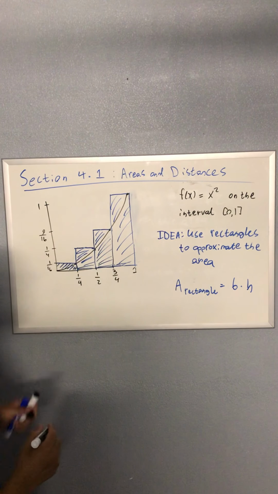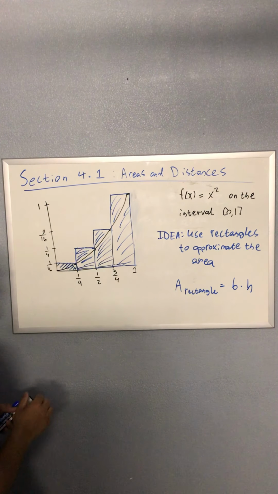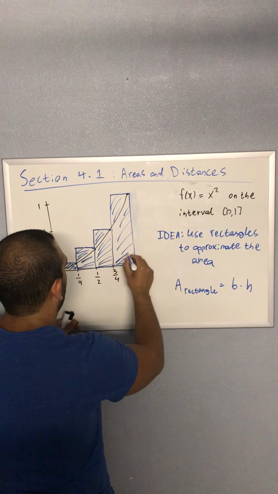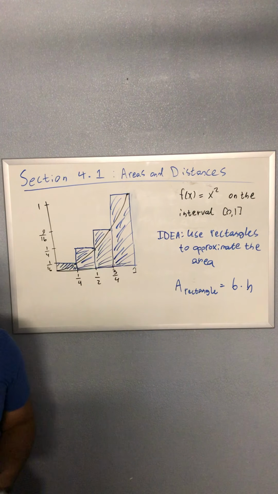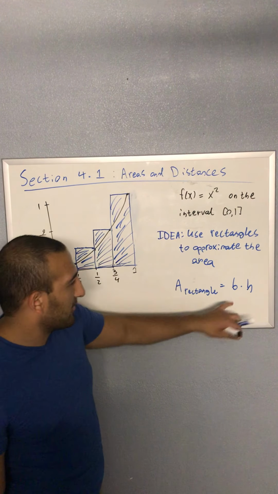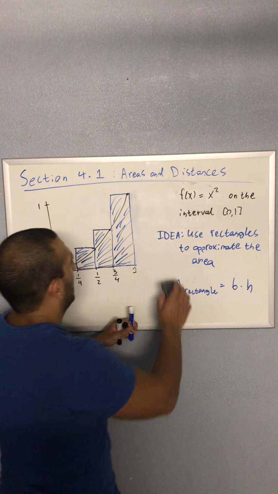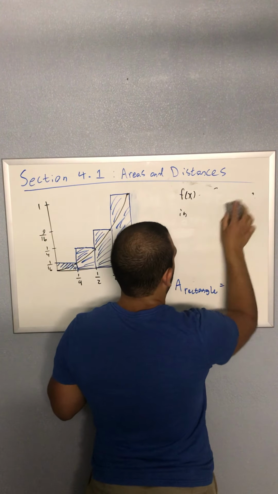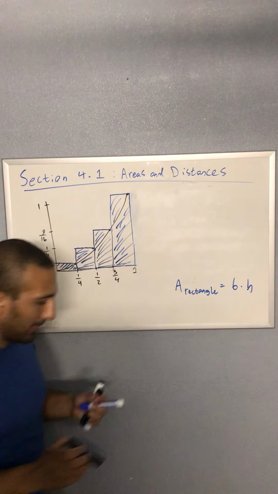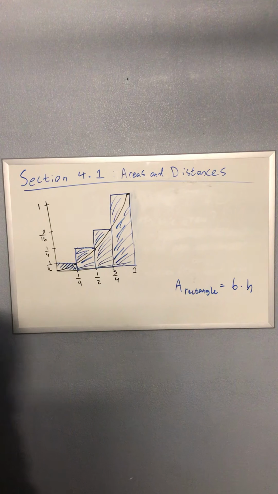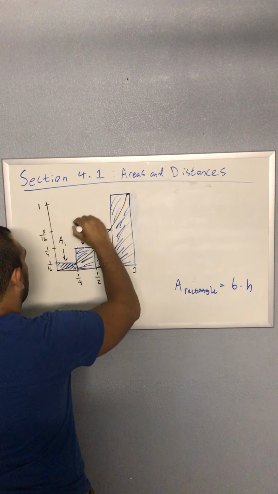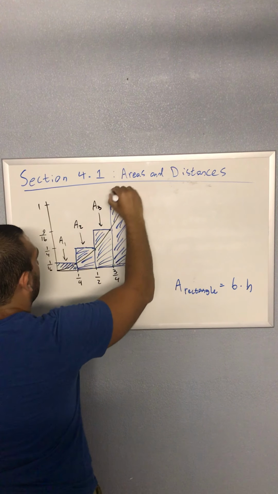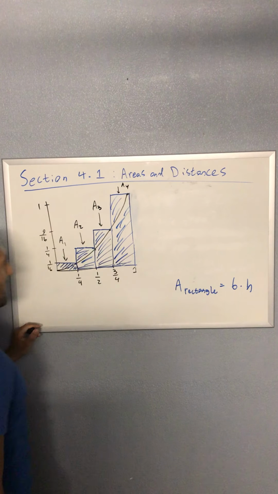Okay, so that's 1, and that's all the way up at 1. Okay, so we have a rough idea of what these areas should be, because we know the area of a rectangle is base times height. So what we're going to do is add up these areas now. Maybe I'll say this area I'm going to call A1. This area I'll call A2, this one is A3, and this one we'll call A4.